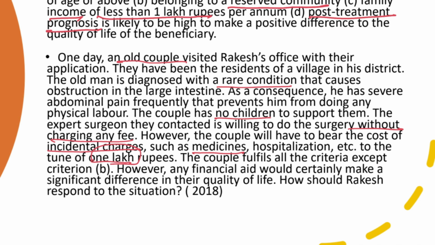The couple fulfills all the criteria except criteria B. What is this criteria B? Belonging to a reserved community. However, any financial aid would certainly make a significant difference in their quality of life. How should Rakesh respond to the situation?